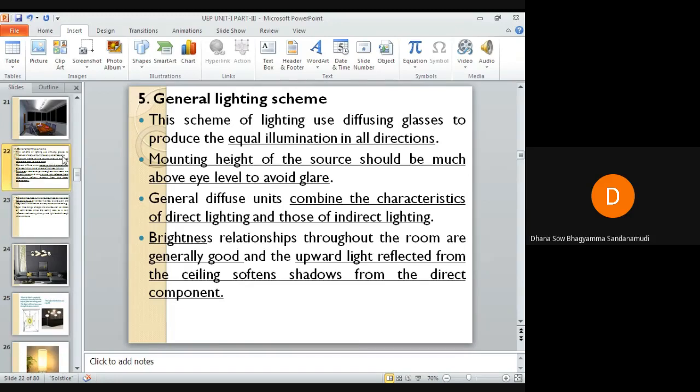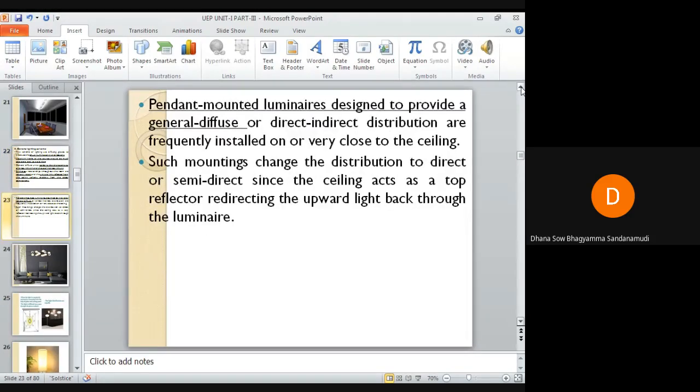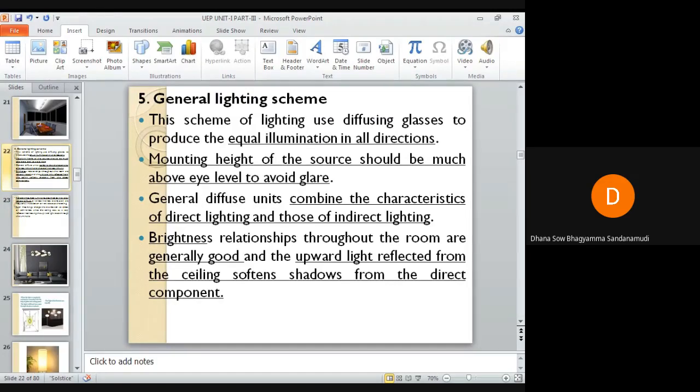Next is the general lighting scheme. In case of the general lighting scheme, it is the combination of direct lighting as well as indirect lighting. In the general lighting, we will use diffusing glasses. You know what a diffusing glass is. So we will use diffusing glasses in which the lamps are placed, so that proper illumination is provided in the room.